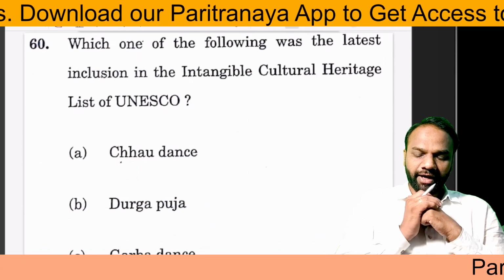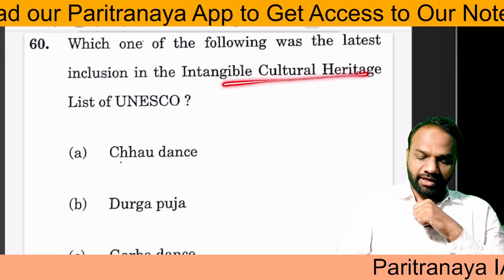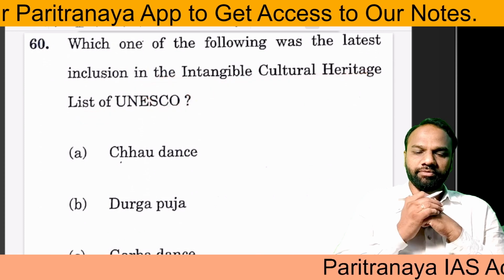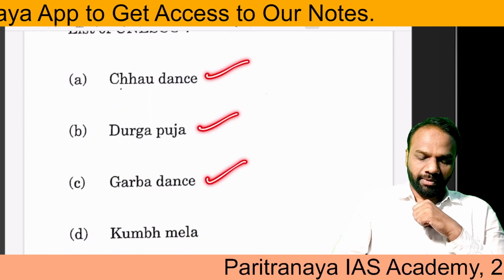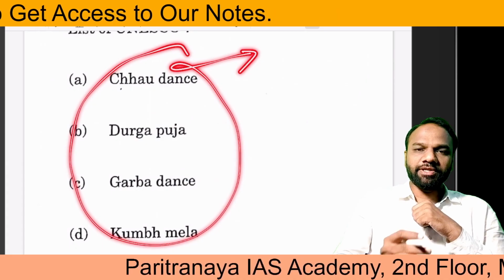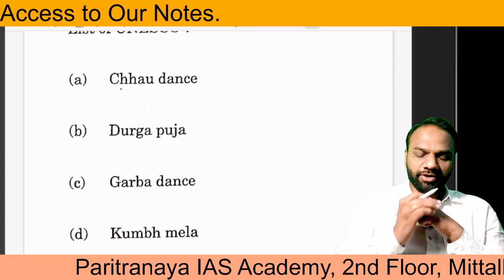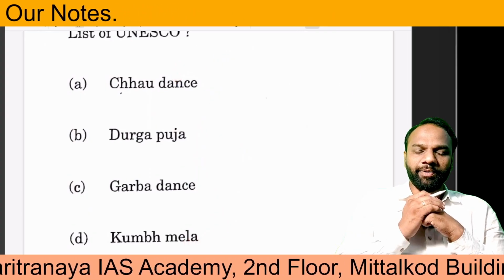Next, which of the following was the latest inclusion in the intangible cultural heritage list of UNESCO? They have given all 4 options: Chow dance, Durga Puja, Garba dance, Kumbh Mela. All these 4 are part of the UNESCO intangible heritage. But the question is focusing on which one among these has been added recently.